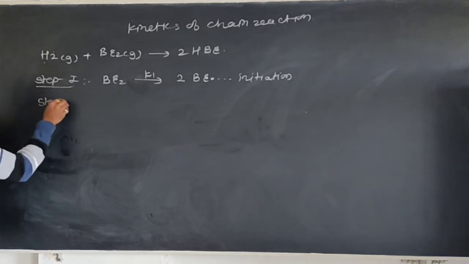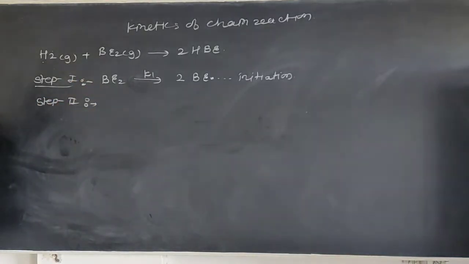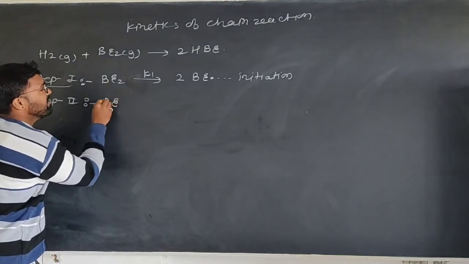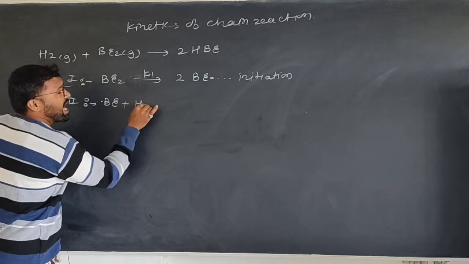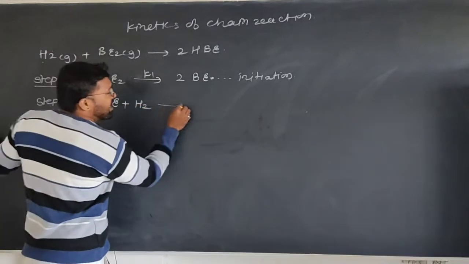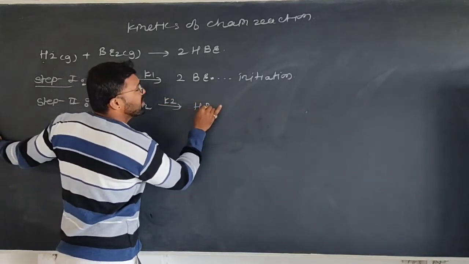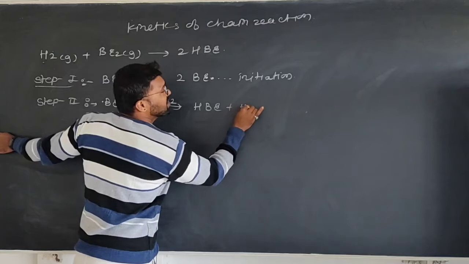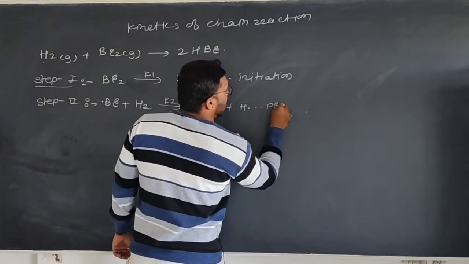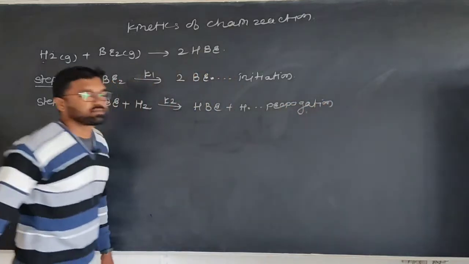What is the second step? This is also called the step of propagation. In this step of propagation, the bromine free radical reacts with H2 gas with the rate constant K2, and there is a formation of HBr with hydrogen as a free radical. This is called propagation.